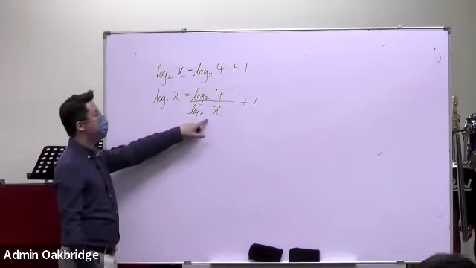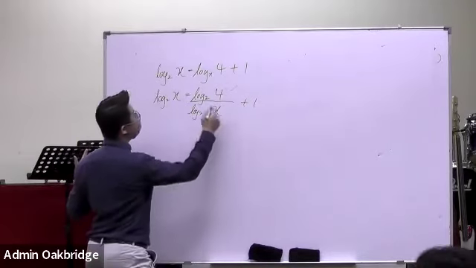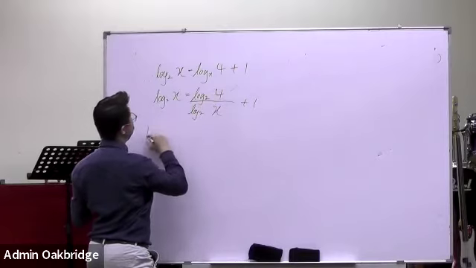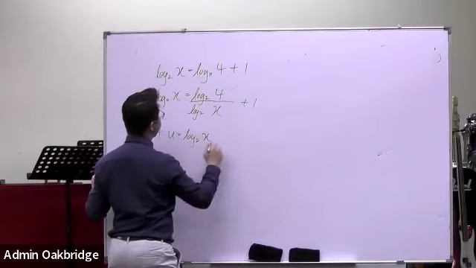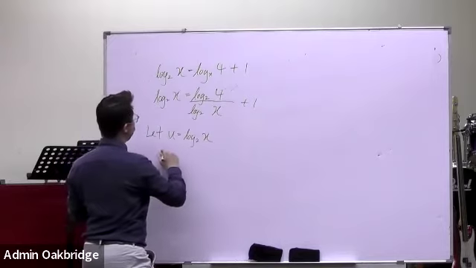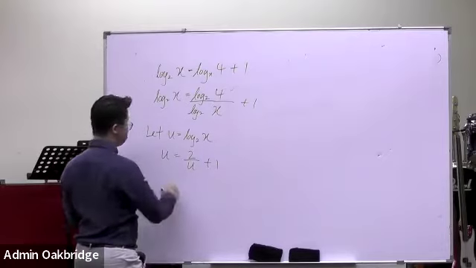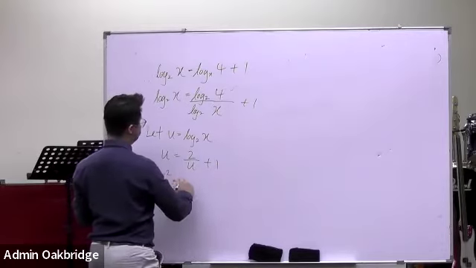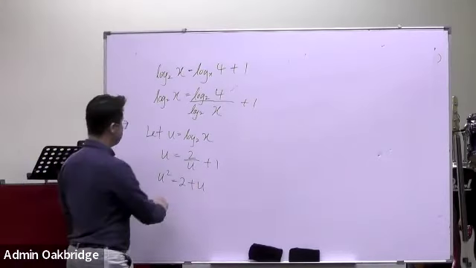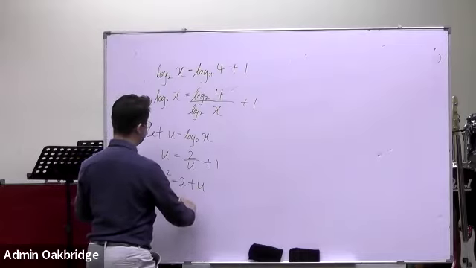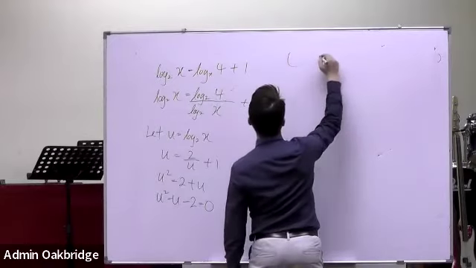Now you see the denominator here is a variable, so you should do the substitution. Transform this to a quadratic equation. This one you can make it 2. So just let u equal log base 2 of x. And now you transform this to u equals 2 over u plus 1. So you have u squared equals 2 plus u. So you have u squared minus u minus 2 equal to 0.